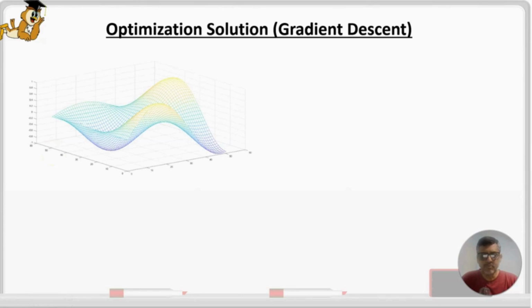A quick recap of what the gradient descent algorithm does. In the gradient descent algorithm, we find the gradient of the function at any given point, wherever you are sitting, and then move in the direction of the negative gradient, because it's the direction of the steepest descent. So what do I mean by this?